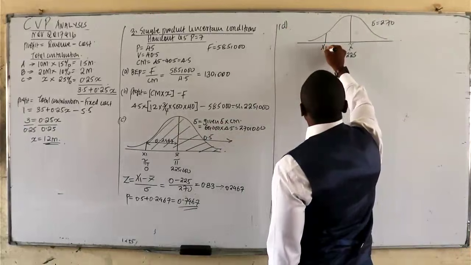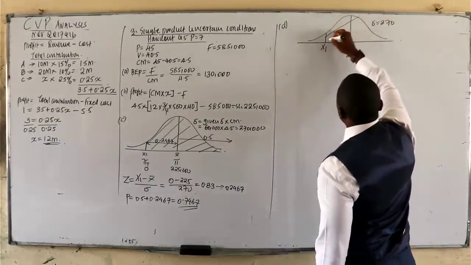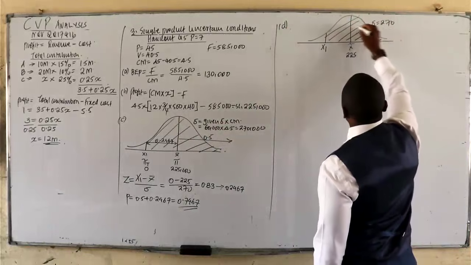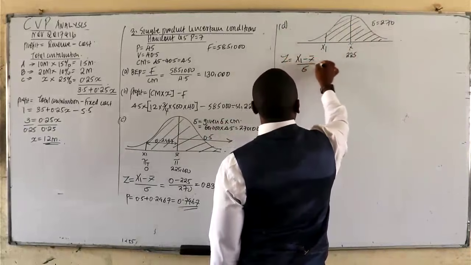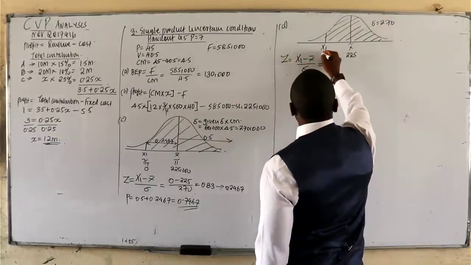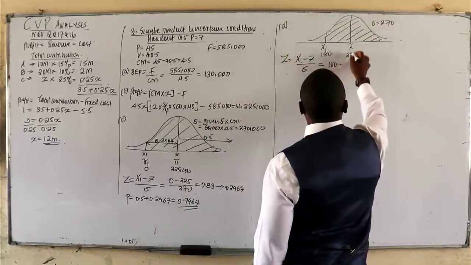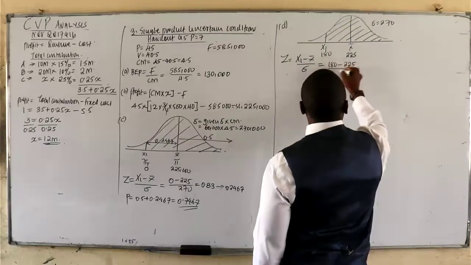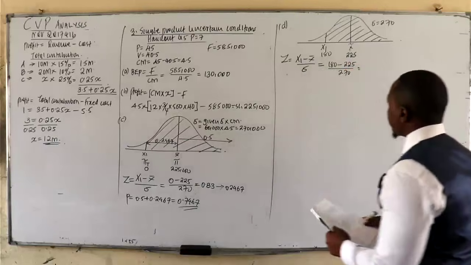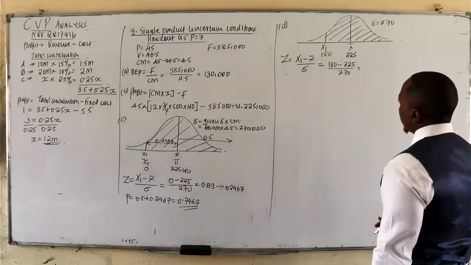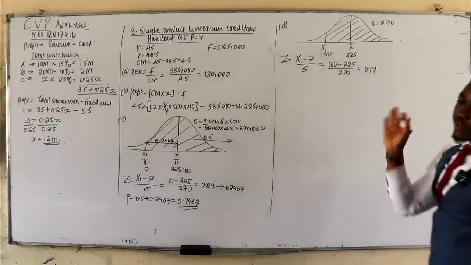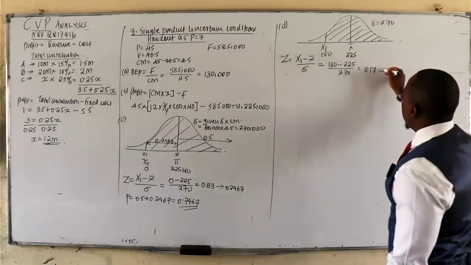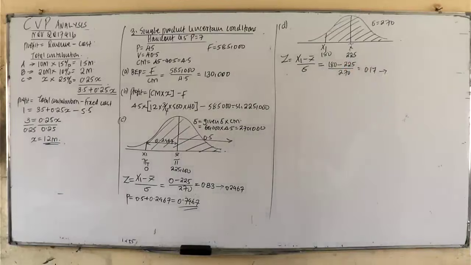We call it X1. At least means the minimum, so you shade the region of interest. To get Z, it's X1 minus X bar over the standard deviation. X1 is 180, X bar, the average, is 225, over a standard deviation of 270. To 2 decimal places, that is 0.17. I said negative means it's on the lower side, so you ignore the sign. Now at 0.17, we get the probability from the table.